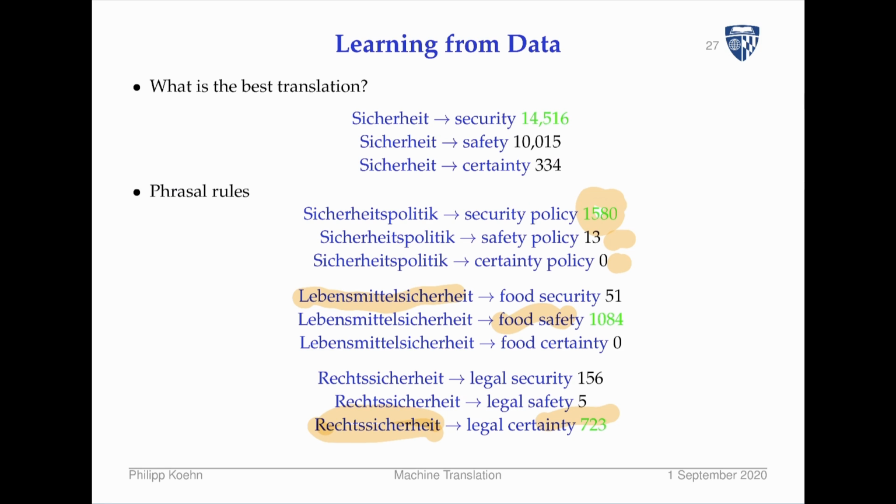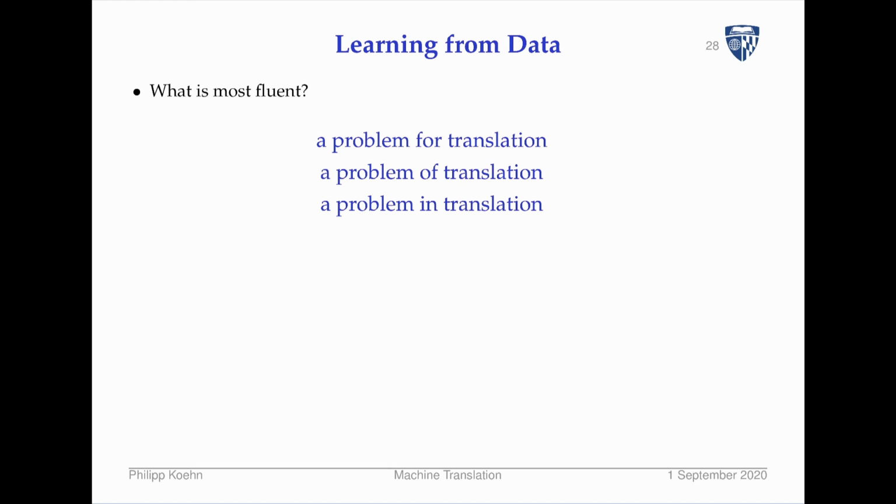So legal security also occurs in the corpus, and legal safety, but much rarer than legal certainty. So here, the surrounding words help you to disambiguate how to translate an ambiguous word. We also have to produce text in the target language, and we want to produce fluent text.